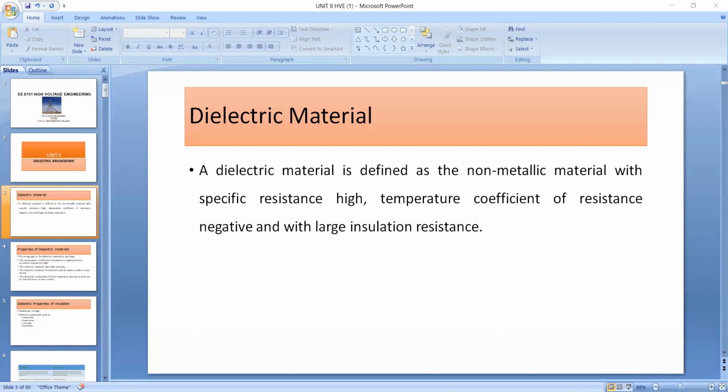Townsend's first ionization coefficient is represented by the symbol alpha. The average number of ionization collisions made by an electron per centimeter of travel in the direction of the field is called Townsend's first ionization coefficient. Alpha depends on E divided by P, and pressure P.